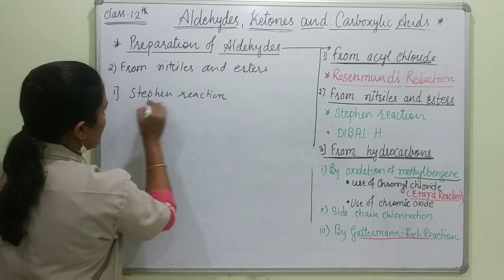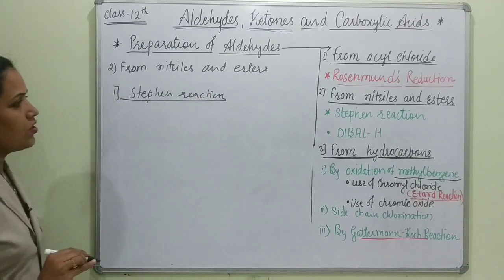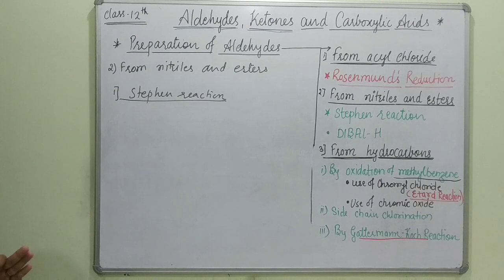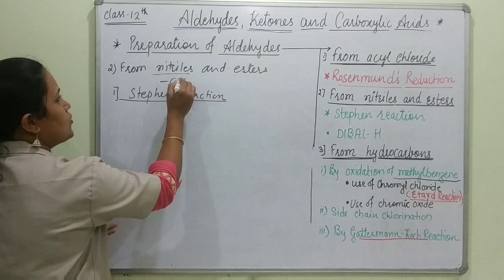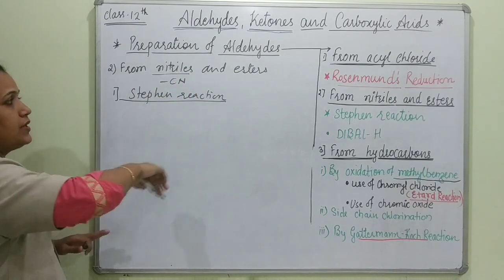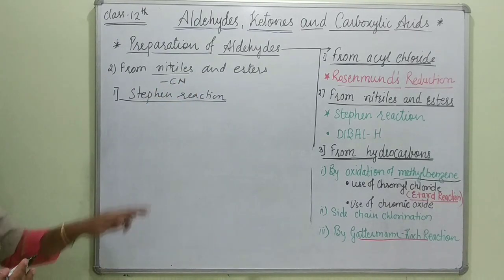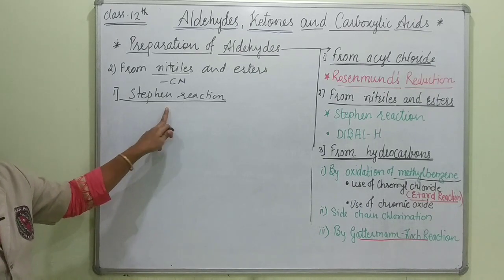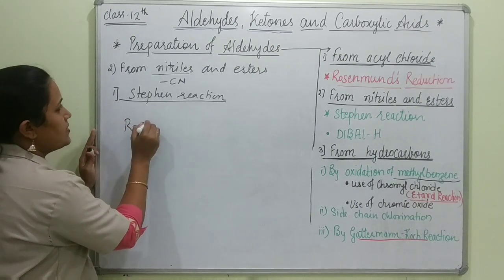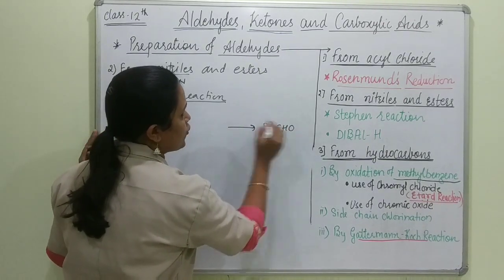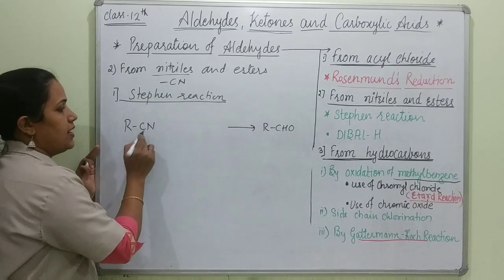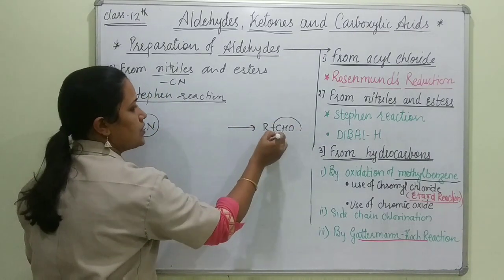Now in Stephen reaction, one thing is very clear. We are converting the nitrile group, it means the CN group, directly to an aldehyde, and that reaction is known as the Stephen reaction. If I write it as RCN, it is directly converted into RCHO. So this nitrile group is converting into CHO.